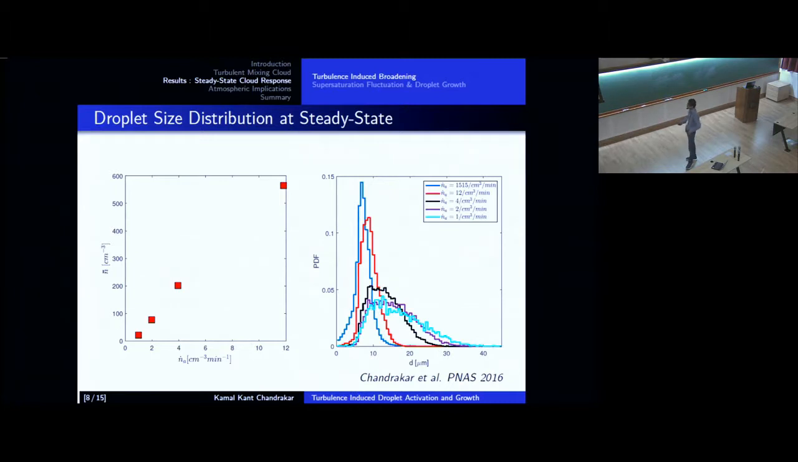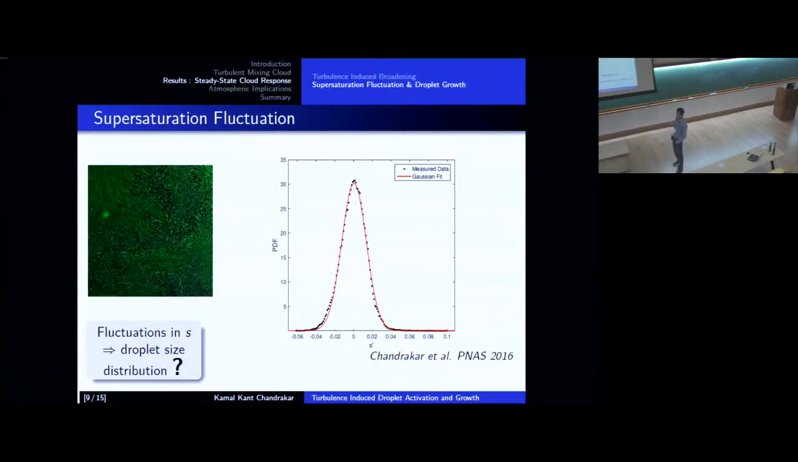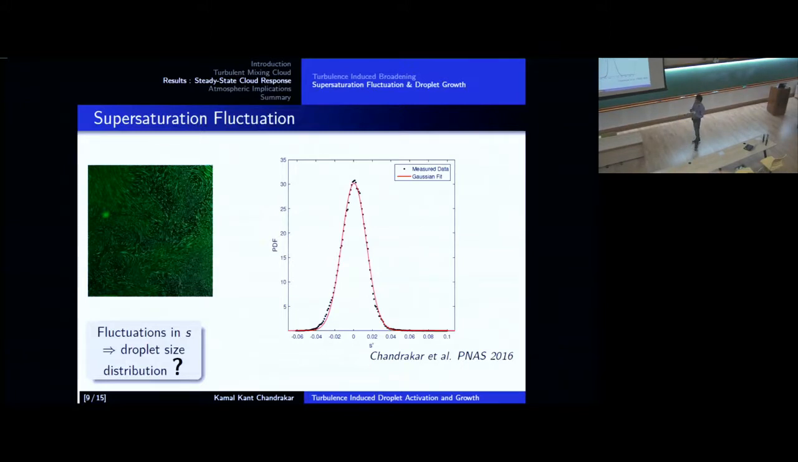So why is it happening? As I explained before, in a turbulent flow field, your scalar quantities are also fluctuating. You have fluctuations in the temperature and the water vapor. The supersaturation is a combination of those two scalar fields. So if you measure the supersaturation field inside this chamber, you find the distribution is close to Gaussian. Of course, there are deviations near the tail, which correspond to spatial intermittency, but that is very rare. For all practical purposes, it's very close to Gaussian.